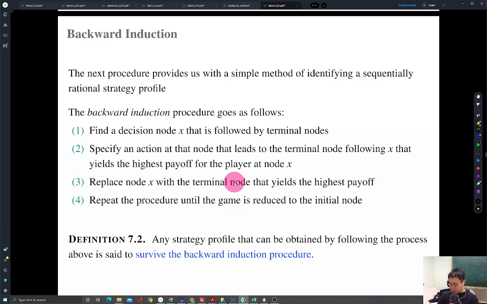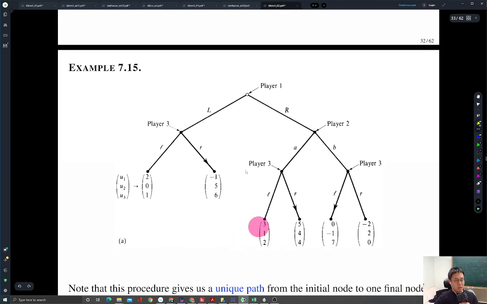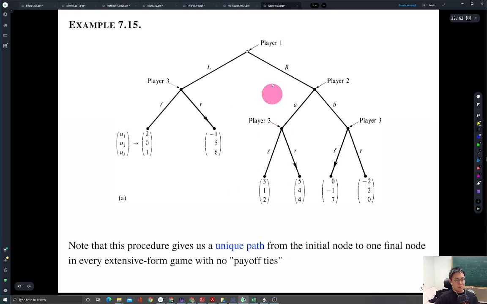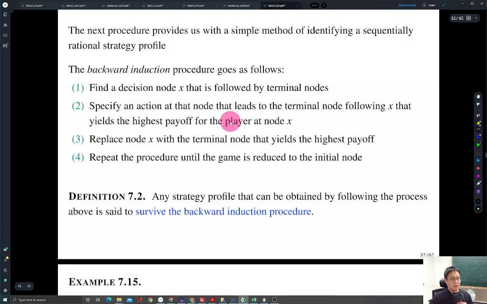So I think you guys have seen this kind of procedure before, but let me illustrate this with one simple example that shows up in the next slide. So this game describes a game between 3 players. Player 1 first makes a decision between L and R. In case of L, player 3 moves next. In case of R, player 2 moves next. Okay? And after player 2 decides between A and B, player 3 moves next. In this situation, the backward induction procedure goes as follows.